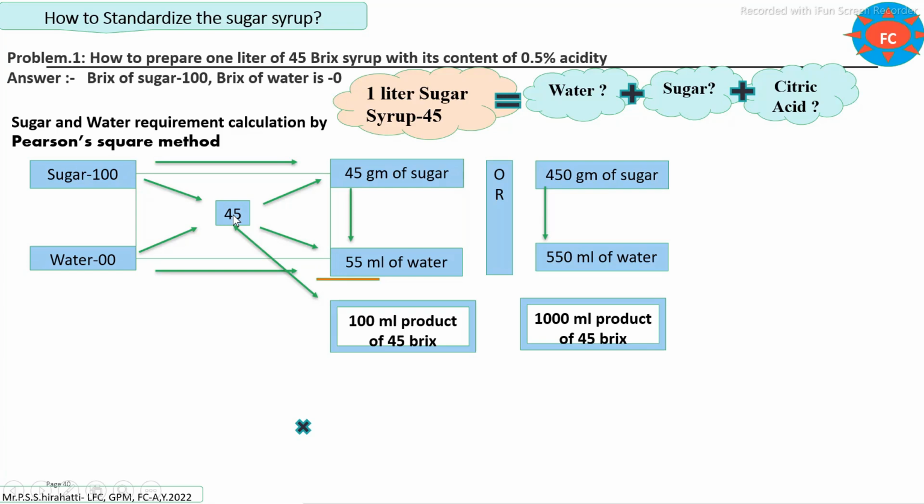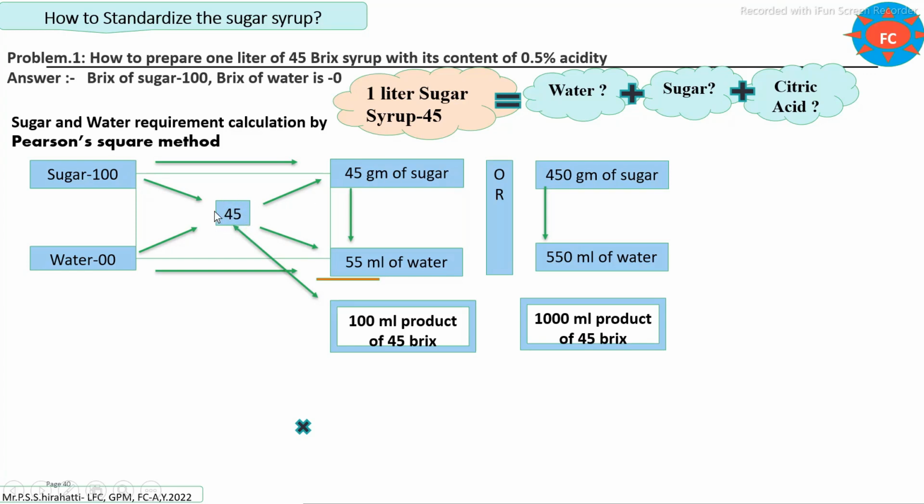Then, during the preparation of the sugar syrup, we add water and sugar. The water degree Brix is 0 and the sugar degree Brix is 100. Put the value of the highest degree Brix at the top and the lower degree Brix at the bottom. Then draw lines in this way. This is the first line, then this is the second line.